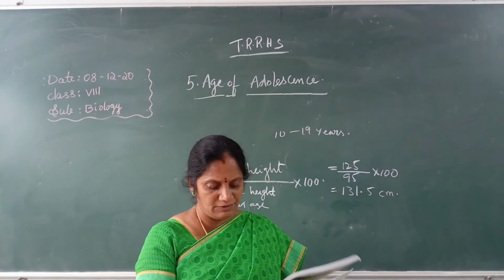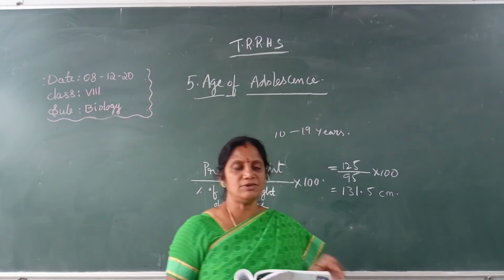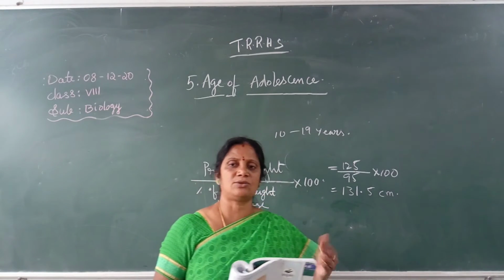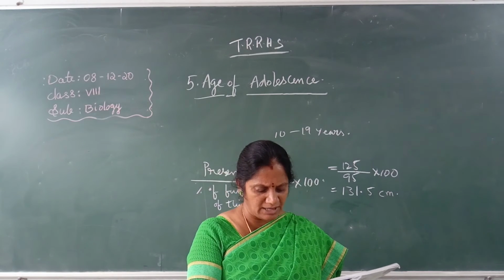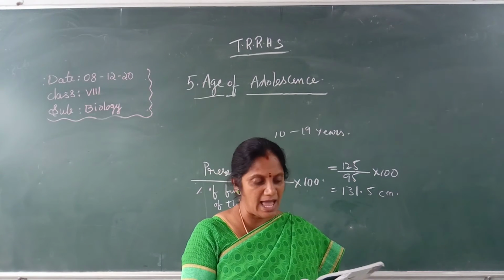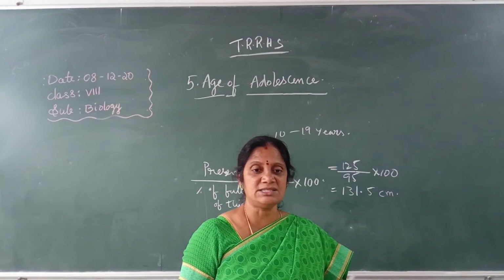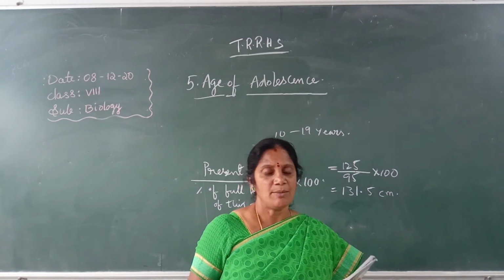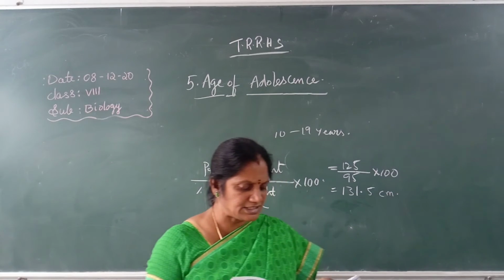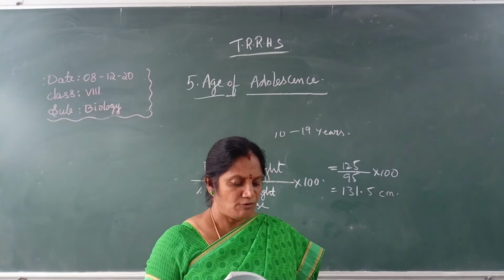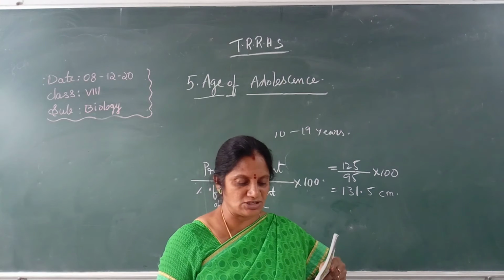Table 1 will show that girls grow faster than the boys. For example, at the age of 11, a boy has reached 81 centimeters, but a girl reaches 88 centimeters. But the boys' height will grow faster at 15, 16, 17 years; the boys grow very fast.